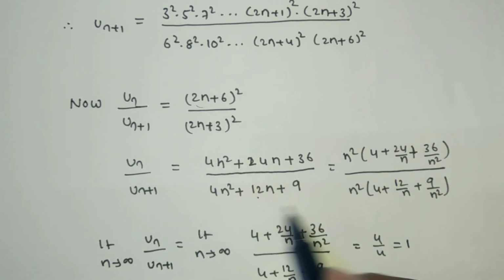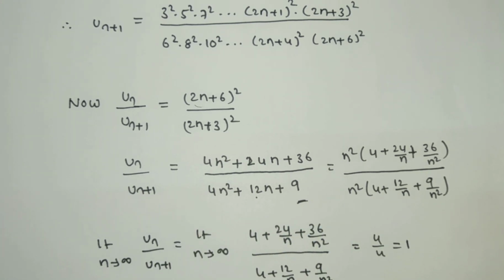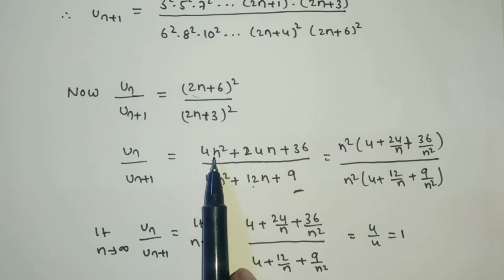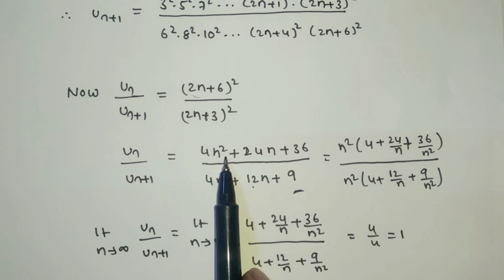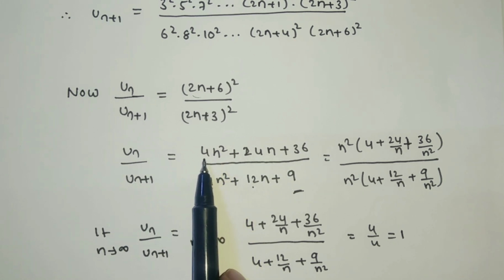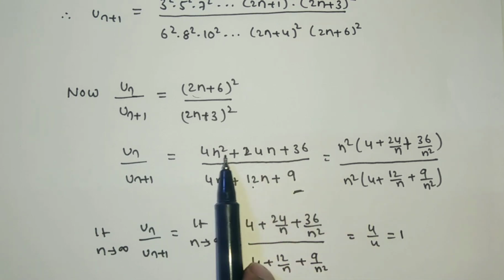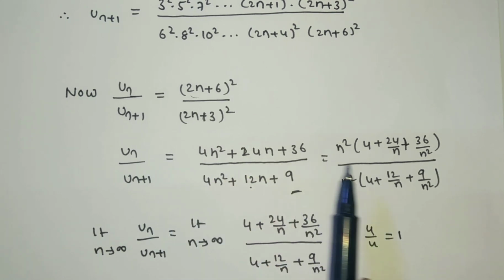Now this is the un by un plus 1. Apply the limit n tends to infinity on both sides. Shortcut: check the numerator and denominator. If the numerator and denominator both have the same degree, just write the coefficients only. What is the coefficient you have here? 4. Here? 4. So 4 by 4 you will have. Otherwise you take n squared as common, the highest term is common in both and gets cancelled.